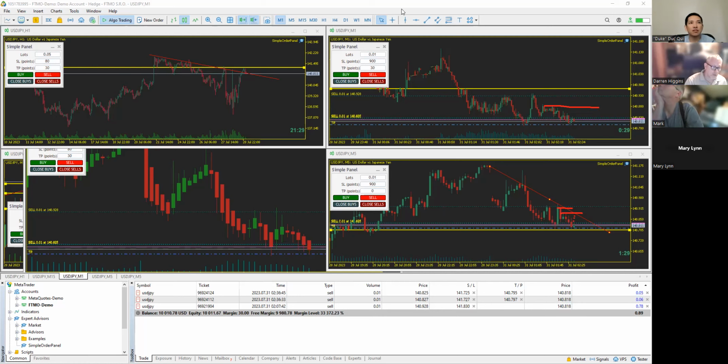Okay, it's continuing. And this is where I do not want to add because my TPs now will be below, which is harder to hit. Yeah, you're looking for a retracement back first. I'm looking for a retracement back too.